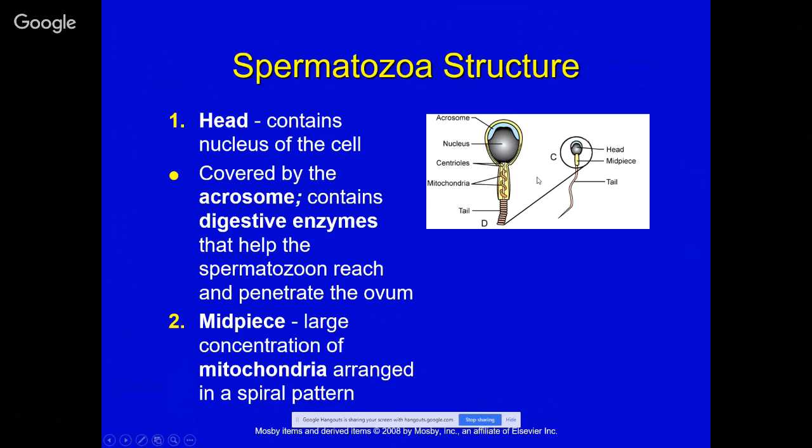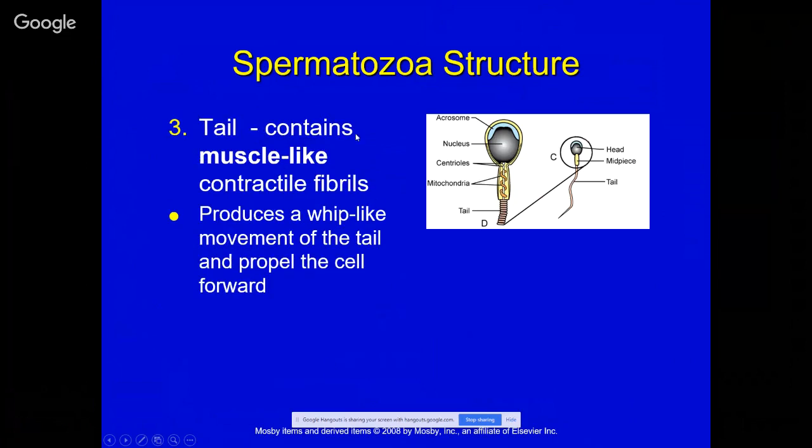The mid piece is the large concentration of mitochondria, and here's where actually the energy is, and it's arranged in a spiral pattern, and that spiral pattern helps to move that tail, whip it back and forth. So the tail has muscle-like contractile fibrils, which produce a whip-like movement of the tail and propel the cell forward when it's normal. It's not always normal.